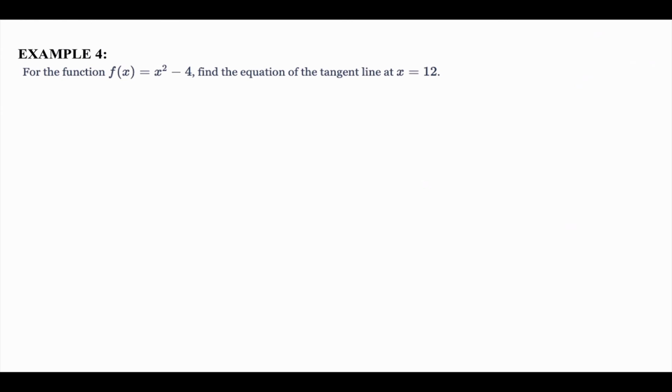So what I want you to do is find the slope of the tangent line at x equals 12 first. Do that first, and then I'll show you how to do the equation. Okay? Find the slope of the tangent line at x equals 12.